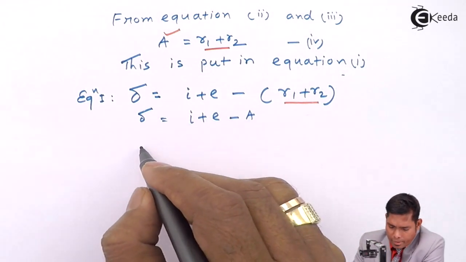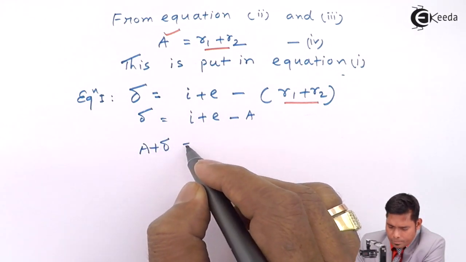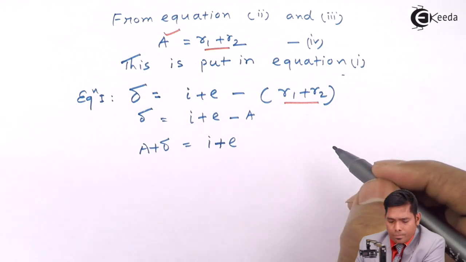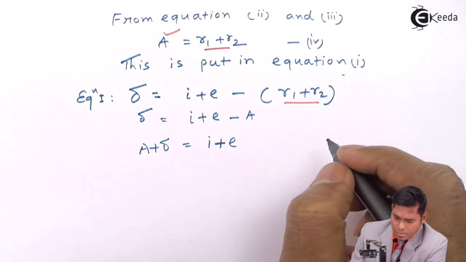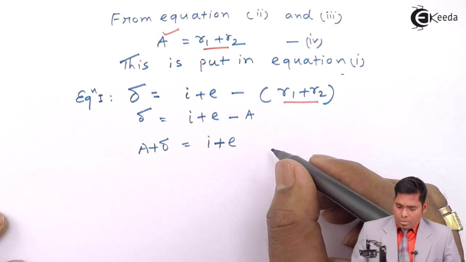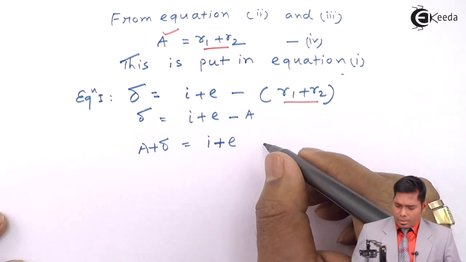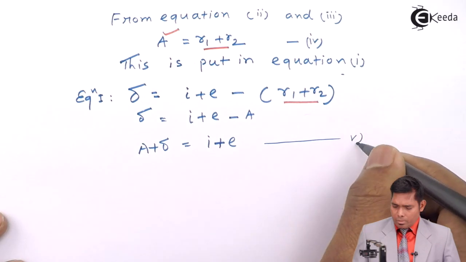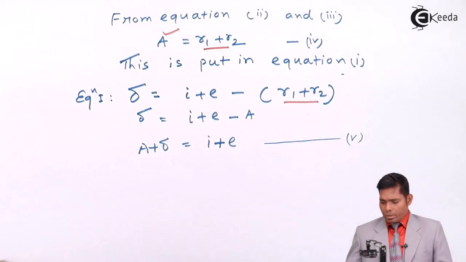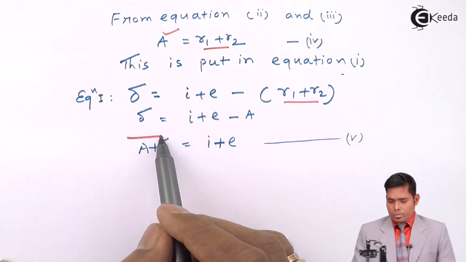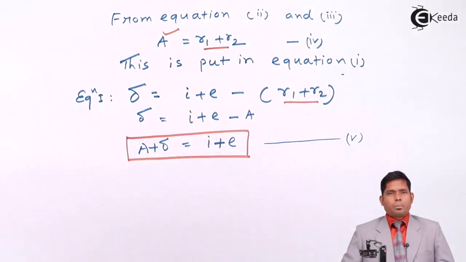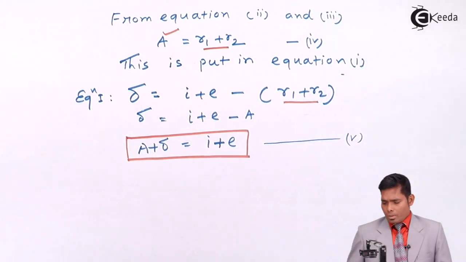So therefore I will write A plus delta is I plus E. Okay, A plus delta is I plus E. So this is another equation, I'll call it equation number 5. This is a very important equation, so I'll just put it in a box. Very important equation, that I plus E is A plus delta.